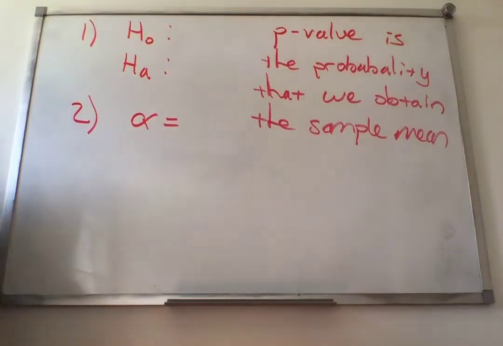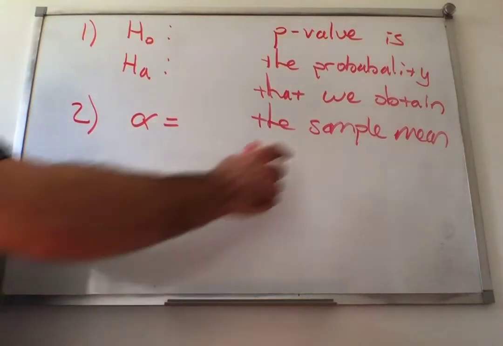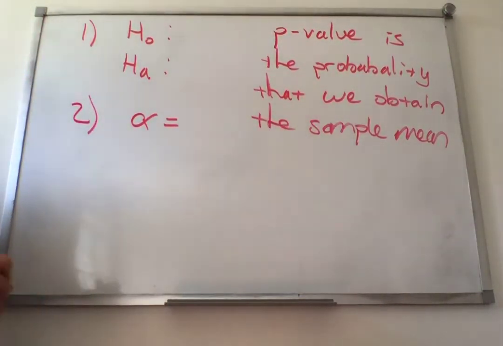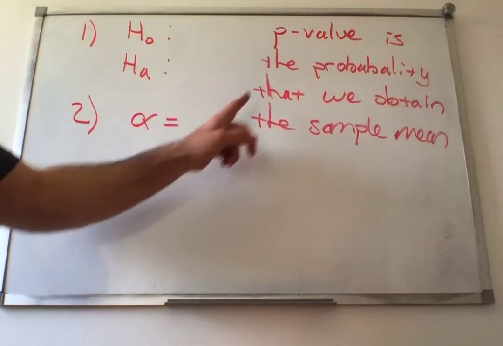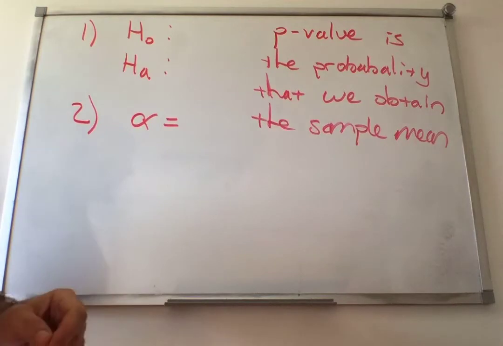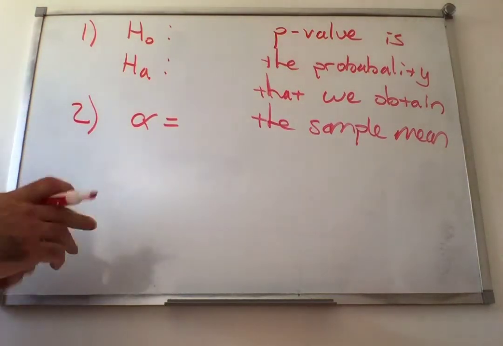If you were to keep collecting samples over and over, all the same size, and you were to find all of their sample means, the distribution of the sample means forms a normal distribution. That was the point of chapter 7, okay? So, the p-value is just the probability that we do obtain that sample mean.